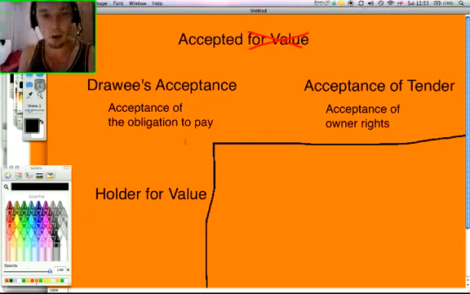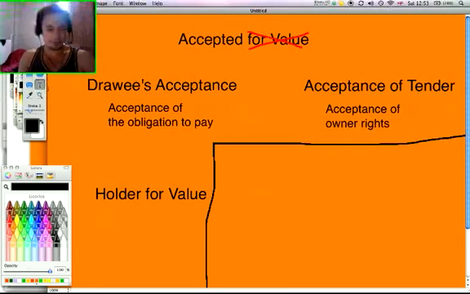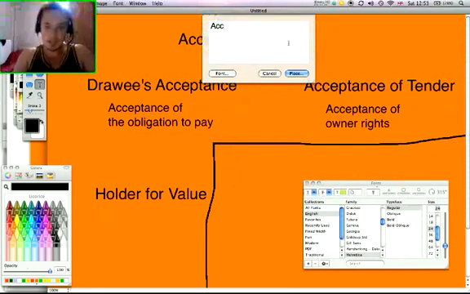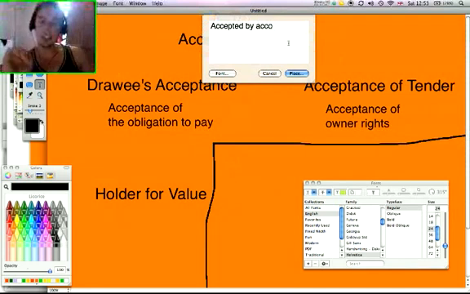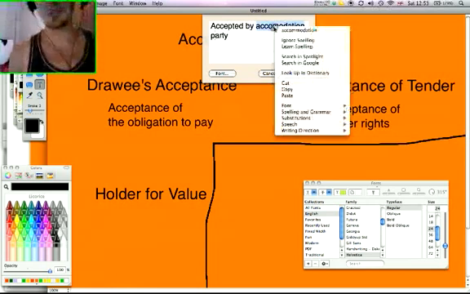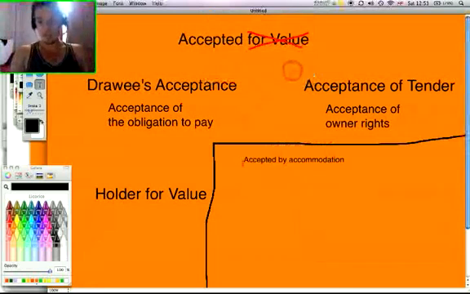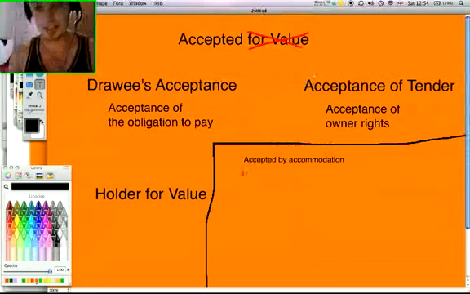Let's just forget set off and prepaid for a minute, and let's just say, what could I write instead of the usual "accepted for value"? How about "accepted by accommodation party"? Because I'm accommodating the straw man, right? It's drawn on the straw man, and I'm stepping in and paying it on behalf of the straw man. So accommodation party. That's UCC 3-419, right? That's what Winston says anyway. So let me know what you think of that. Accepted by accommodation party, or just accepted by accommodation, that's all you need to write. Not accepted for value, accepted by accommodation. Let me know what you think of that.